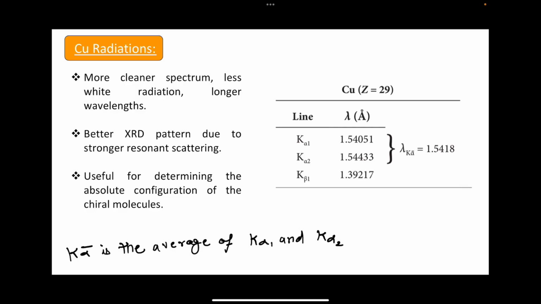So we're talking about the copper radiation that we mostly use in XRD. Copper has a very clear spectrum, white radiation is very little there, and the wavelength is longer. It is 1.5 angstrom, which is the average of K alpha 1 and K alpha 2, because K alpha got split into K alpha 1 and K alpha 2 due to spin orbital coupling. It is better for XRD due to the stronger resonance scattering and useful for determining the absolute configuration of chiral molecules and large molecules.